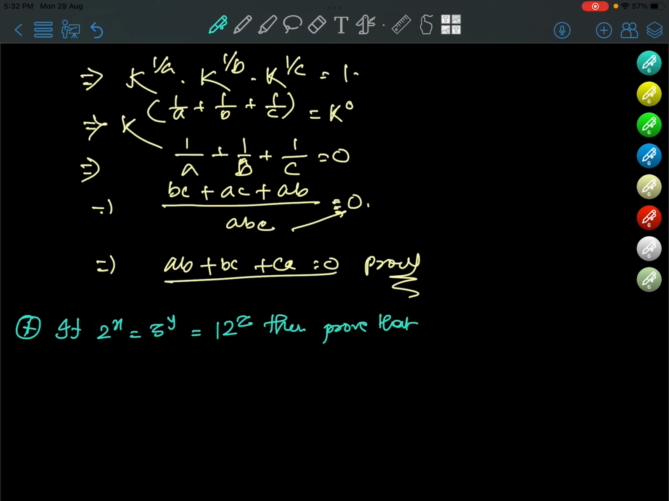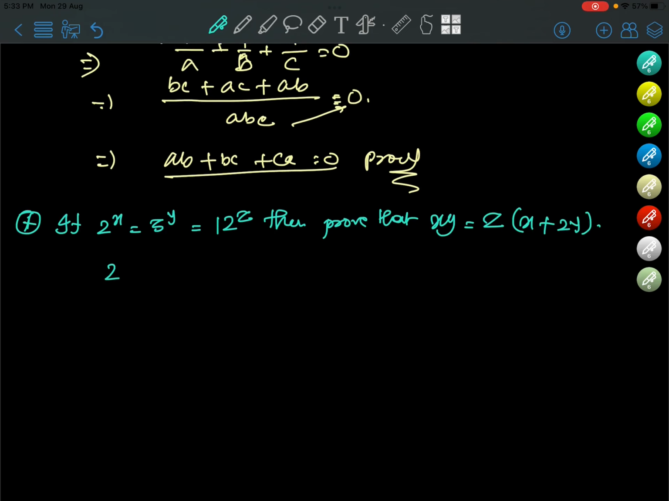Sometimes they will ask "prove that," or sometimes they will ask "show that." The meaning is the same. Prove that xy equals z into (x plus 2y). So let's take again 2 to the power x equals 3 to the power y equals 12 to the power z equals k, and k not equal to 0. K should not be 0.